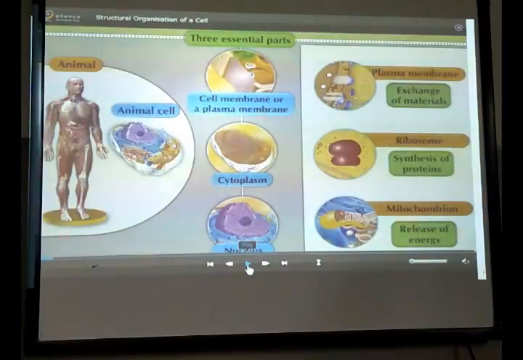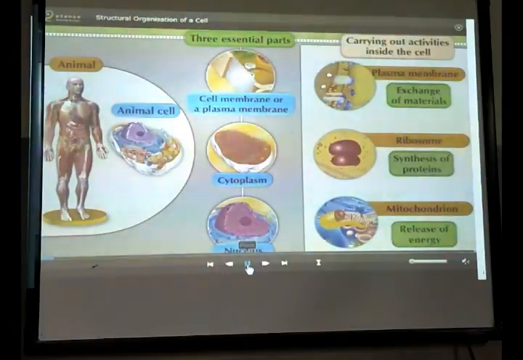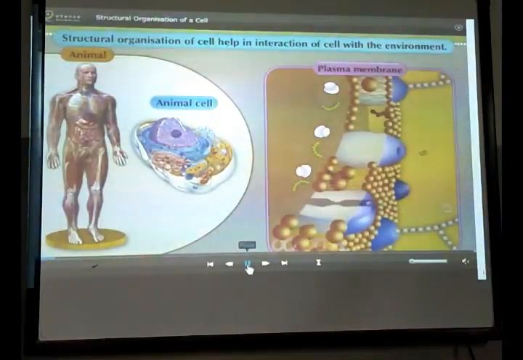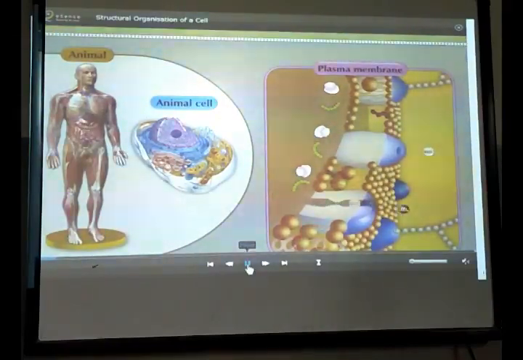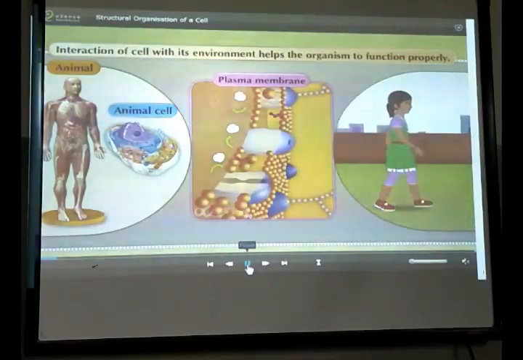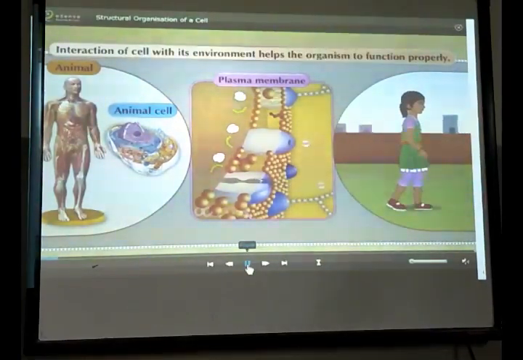It means it collects proteins. And then mitochondria has the work of releasing energy. So different organelles have their specific types of functions. Here you can see on the screen how the plasma membrane works, as some substances are exchanged.